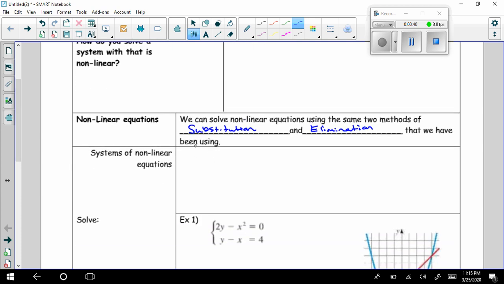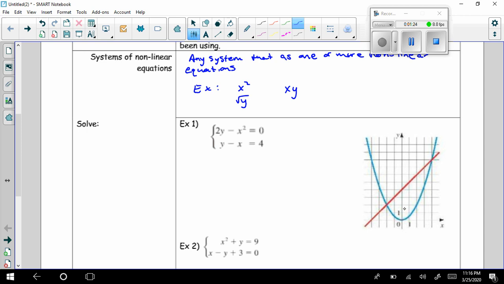Keep in mind that a system of nonlinear equations is any system that has one or more nonlinear equations. So they don't have to all be nonlinear. Remember, nonlinear will have like an x squared in it. It might have a square root of y. It might have x times y. So any of these components will make it nonlinear.